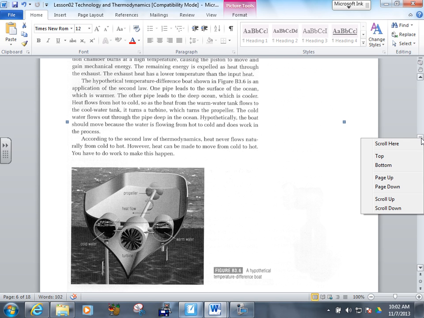But again, for this to be effective, there has to be a huge difference between the hot and the cold side of the heat engine.